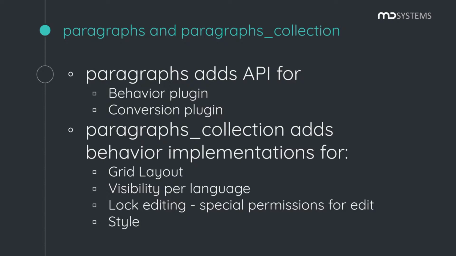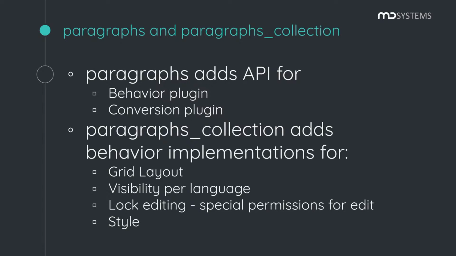Let's say a card to a hero or the other way around. Behavior plugin is the stuff that gives you an option to attach custom behaviors to your content, to your paragraph items in the content. Now, there is a new contributed module called Paragraphs Collection, and on top of the behavior plugin API, it adds an implementation for grid layout. Basically, you want a grid for your container, and you say it's 3 columns or 4 columns, or a responsive layout with 4 columns on desktop and 2 columns on mobile, whatever.